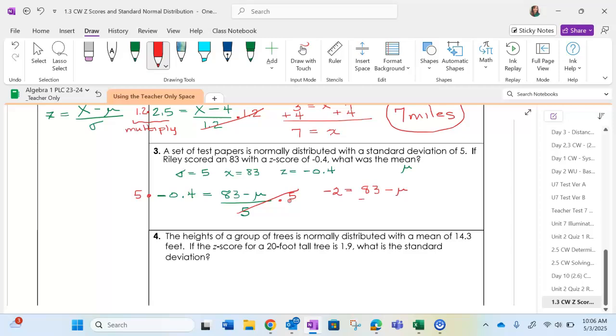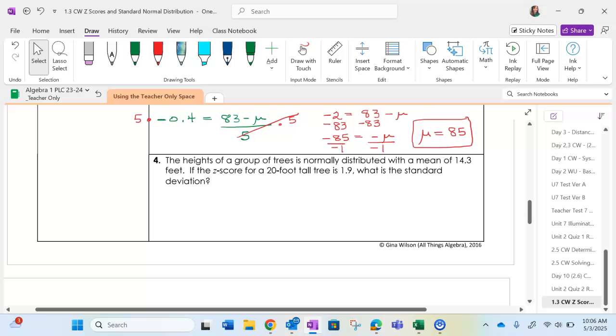I'm going to subtract 83 from both sides because we're solving for the mean. And I get negative 85 equals negative mean divided by negative 1. So I know my mean is 85. So my average of the test papers is 85. All right, let's try another one. I'm going to keep working these.